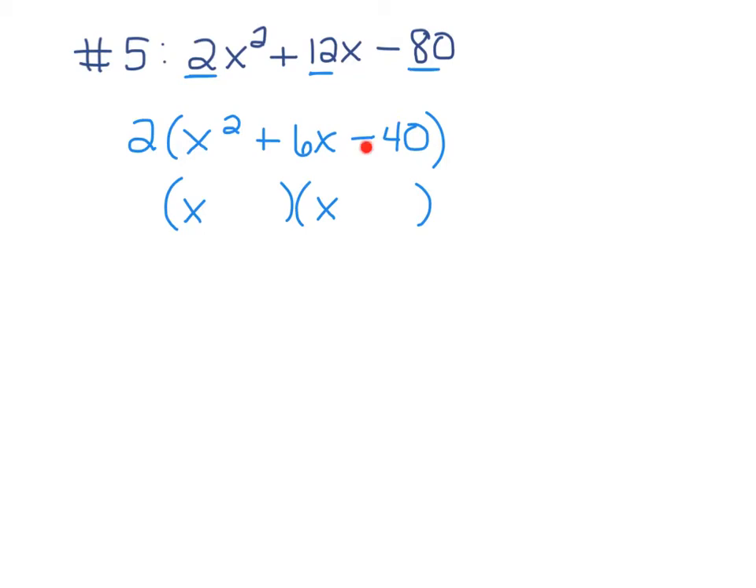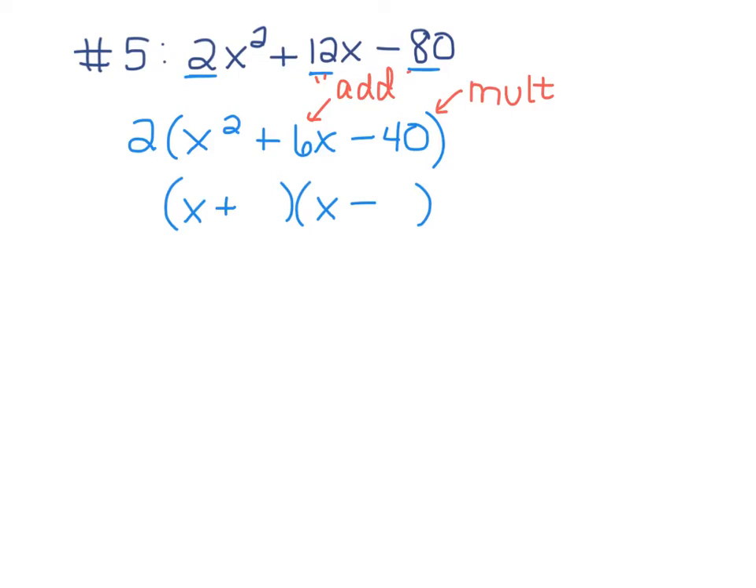Looking at this sign here, I know I want to make a negative 40, so that means I'm going to need a positive number and a negative number. And then I'm looking for things that multiply to make 40, but add to make 6. If you needed to, you could go off to the side and make a list of all the ways that you can multiply to 40. And remember, when I say add to 6, you have to take that with a grain of salt, because you're really doing a positive and a negative.